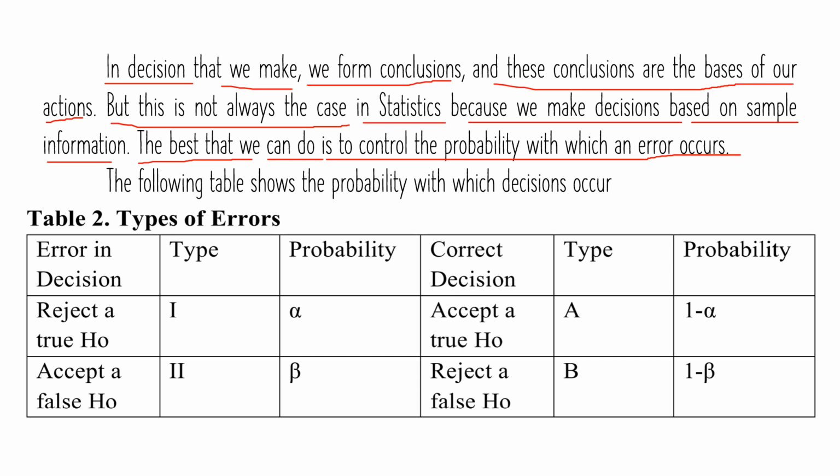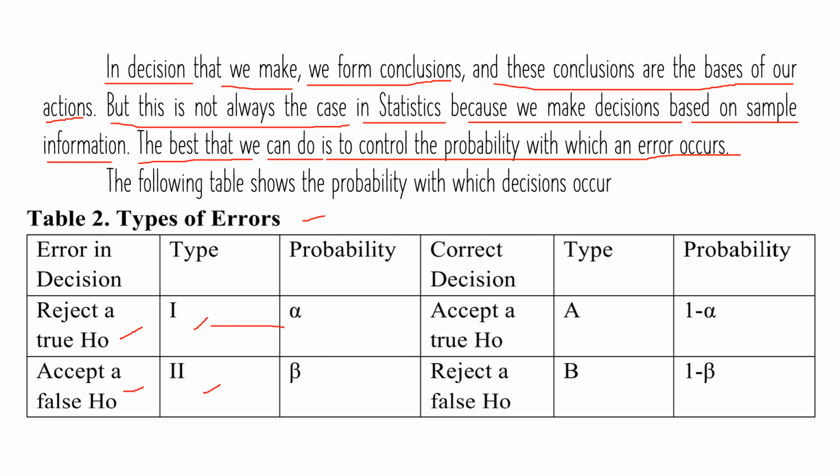What we can do is control the amount or the percentage of error that can occur. So for this table number 2, the following table shows the probability with which decisions occur. Error in decision: reject a true null, that will be your type 1 error. Accept a false null, that will be your type 2 error.